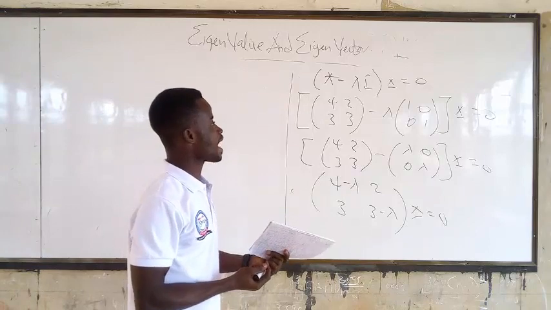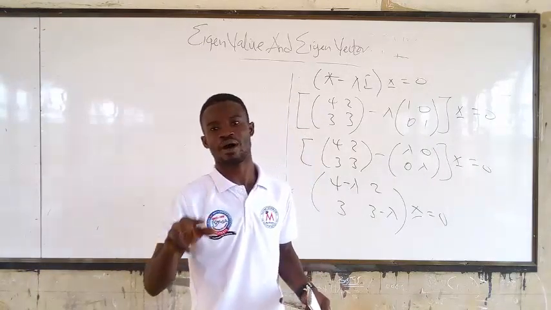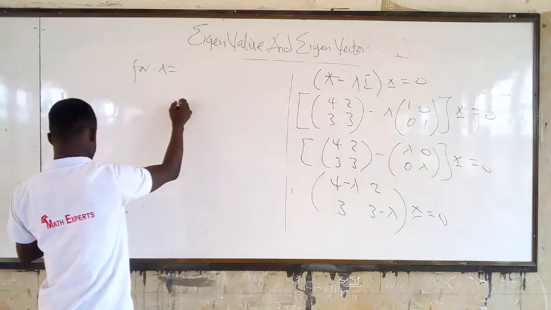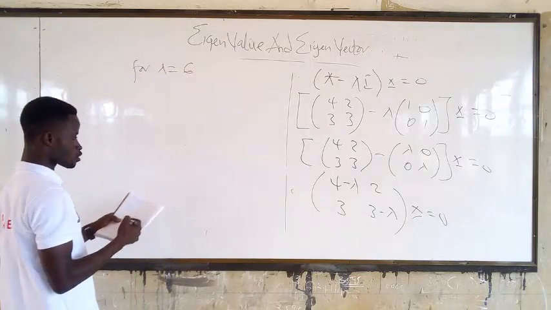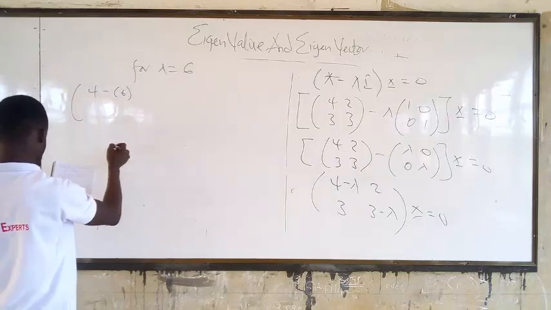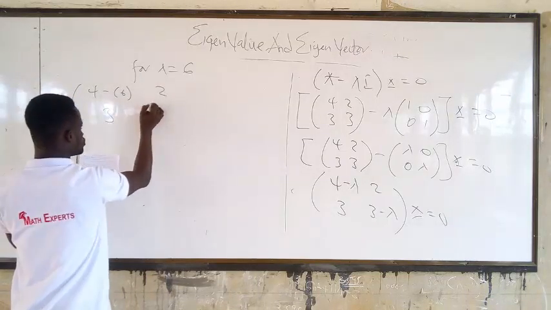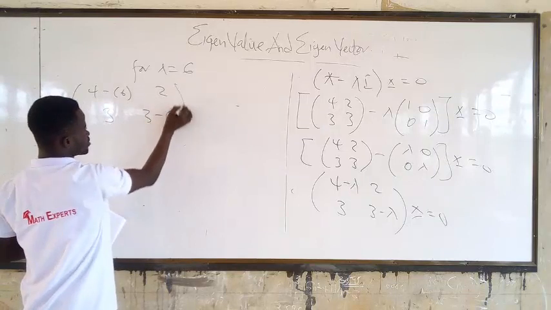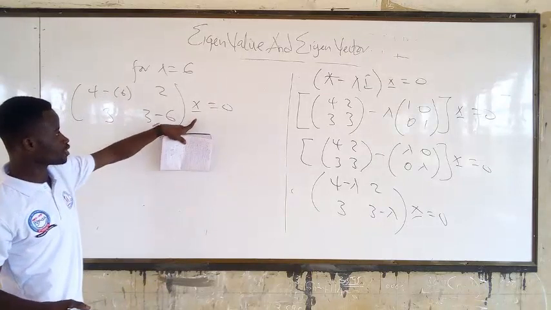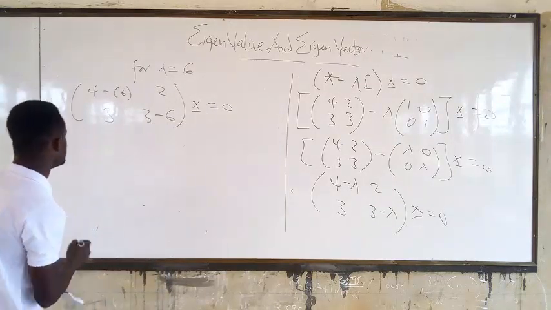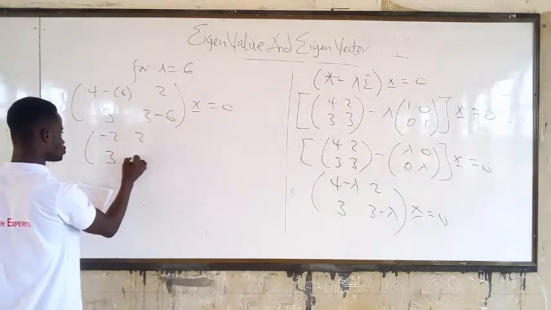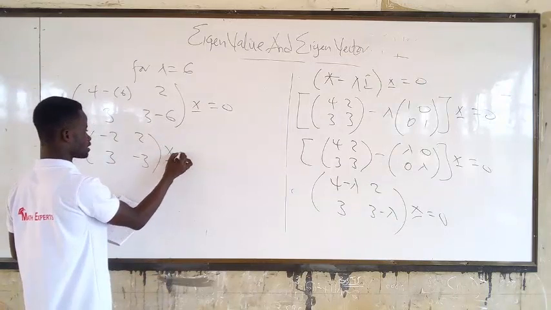When you reach this part, you know that we have two possible values for the eigenvalue. Let's start with lambda is equal to 6. So do the substitution: 4 minus 6, 3, 2, 3 minus 6, equal to 0. Don't worry, you bring it. So here you are going to get negative 2, 3, 2, negative 3, equal to 0.